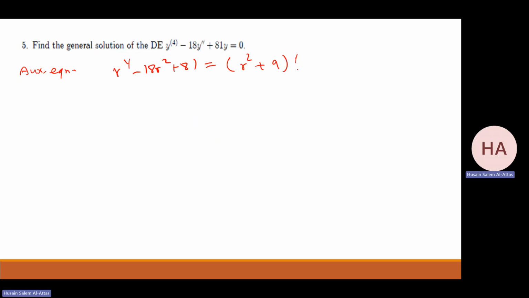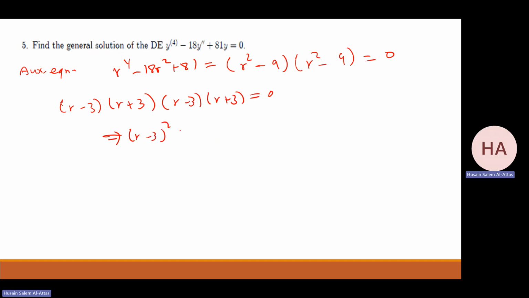Well, let me do it in 2 steps. r squared plus 9 equals 0. Oh, this should be minus, sorry. Yes, minus 9, that will be minus 18. Good. So I have (r minus 3)(r plus 3) times (r minus 3)(r plus 3) equals 0. In other words, I have (r minus 3) squared (r plus 3) squared equals 0.